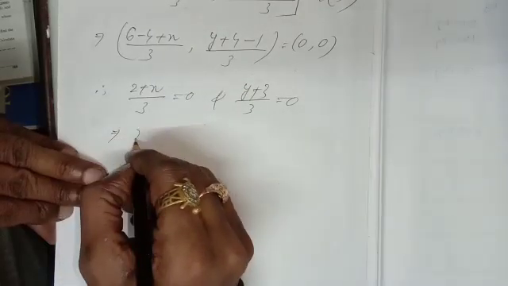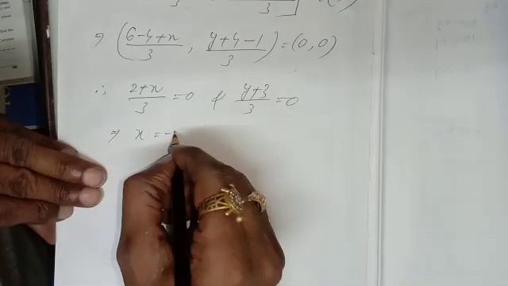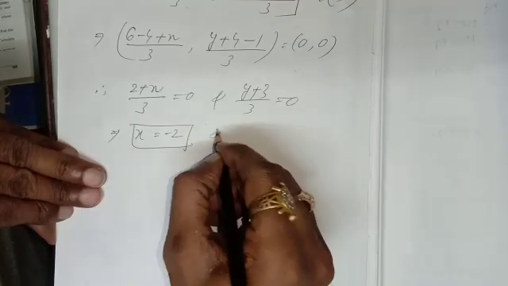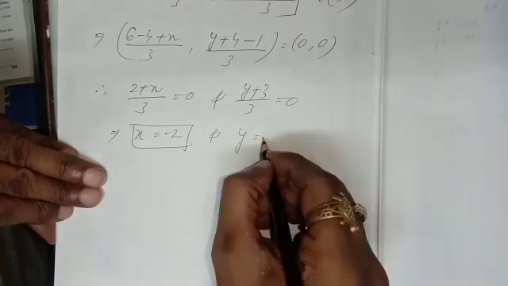From here you can easily find x is equal to how much? -2, and y is equal to -3.